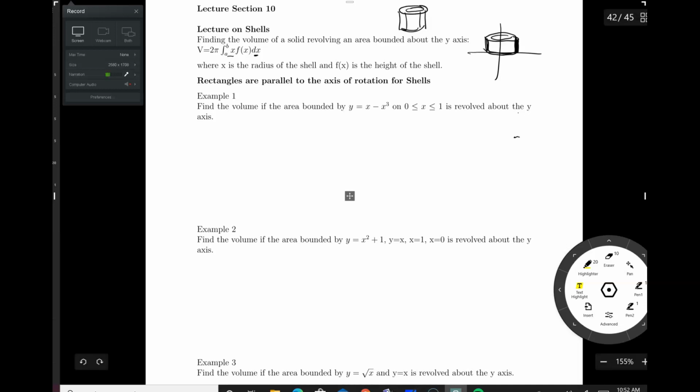So the radius of the shell, if I'm spinning it around the y-axis, will be x. f of x will be the height of the shell. So think of it as 2 pi radius height times thickness.